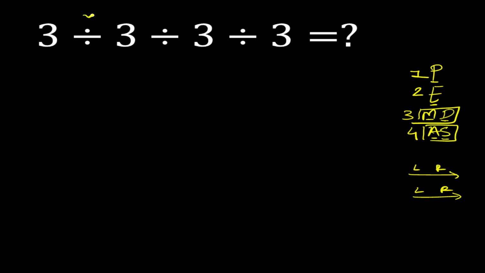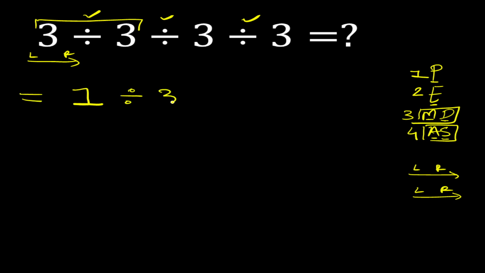So in this question, we have one division, here division and here division. And all have equal priority, so we have to solve it from left to right. So first we have to solve this division. 3 divided by 3 is equal to 1. Then divide 3 divide 3, right? Now 1 divided by 3 can be written as 1 upon 3 divide 3.